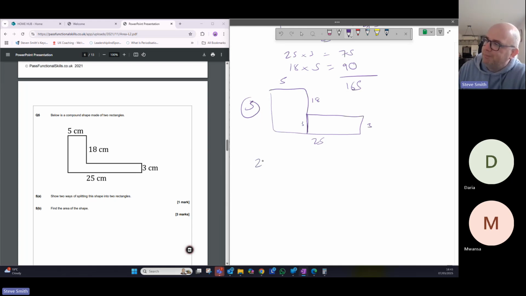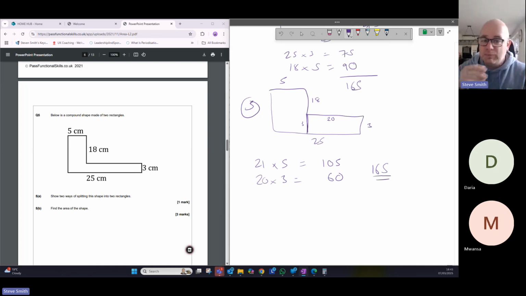So 18 add 3 is 21. I still know it's 5. So now I'm okay. 21 times 5, we've got 105. And then we've got this part here. I don't know what this bit is because that says it's 25 all the way along. Okay, so I've got 25 all the way along. I've got 5 of it there, so it leaves me 20. Okay, 20 there. I know it's 3 because it tells me my 3, so 20 times by 3 equals 60. Add them both together, 165. So we've got the same answer, but we did it 2 different ways.